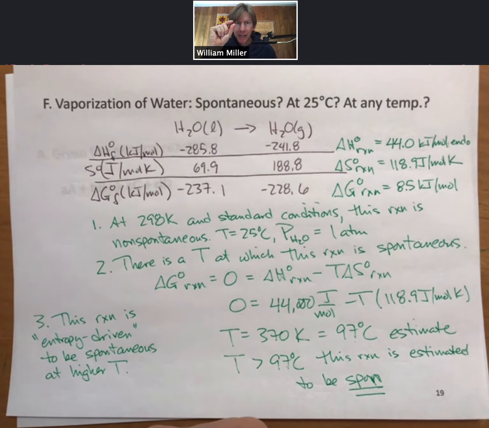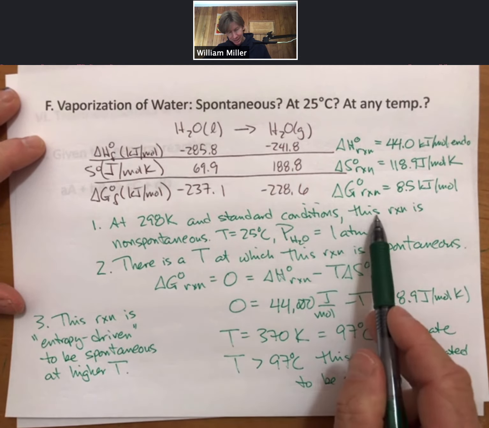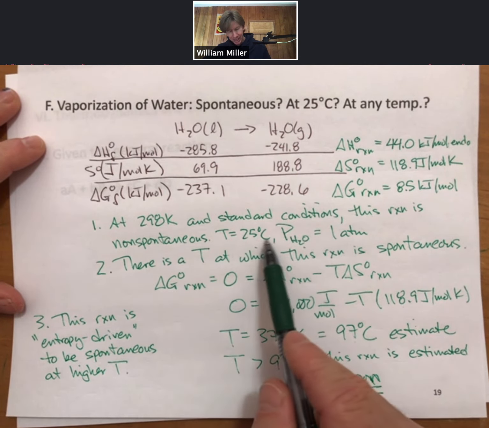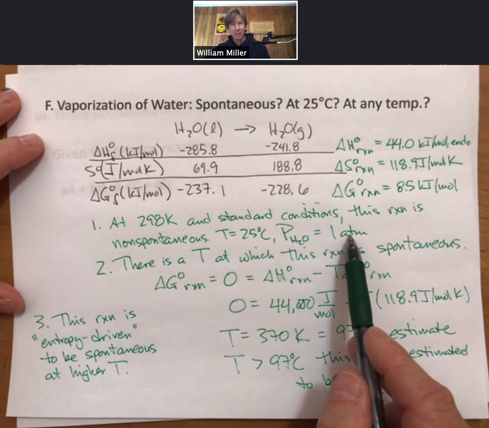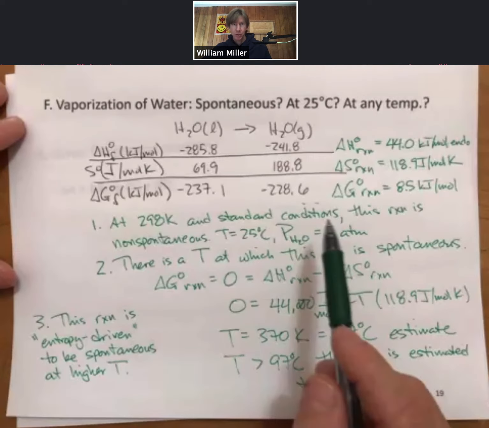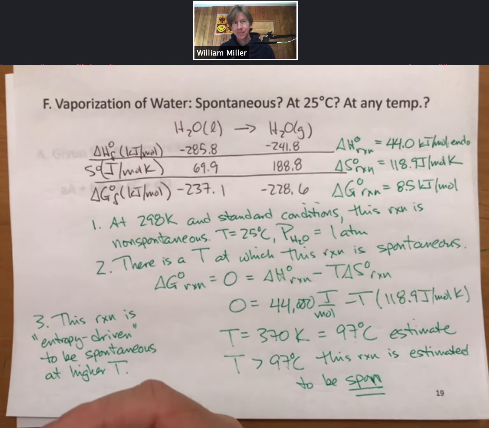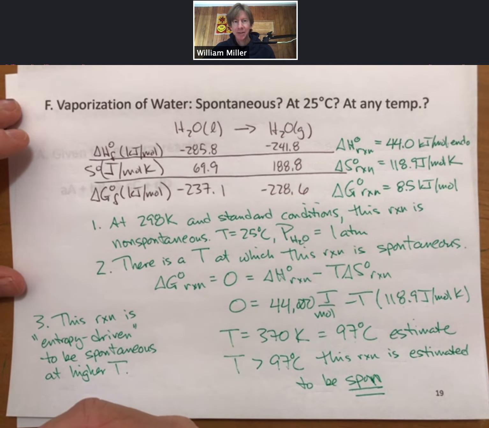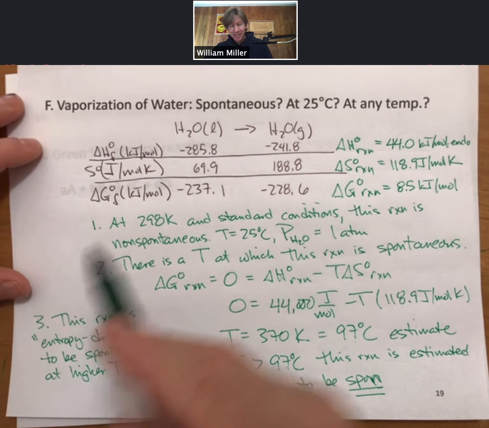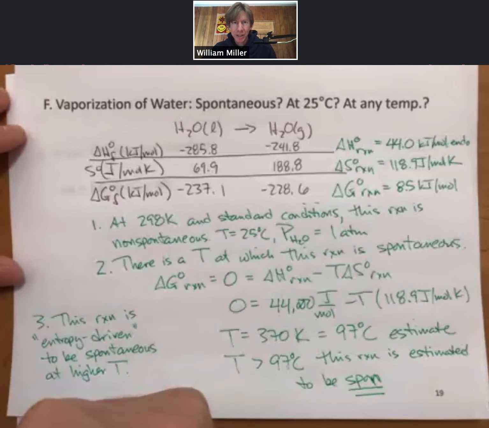Now, here's a finer detail. So let's come back to number 1. It says this reaction is non-spontaneous at 25 degrees Celsius and partial pressure of H2O equals 1 atmosphere. What we will find is that under typical room conditions, the partial pressure of H2O is less than 1 atmosphere, significantly less, meaning we're not at standard conditions, and this reaction will be spontaneous because water will evaporate.